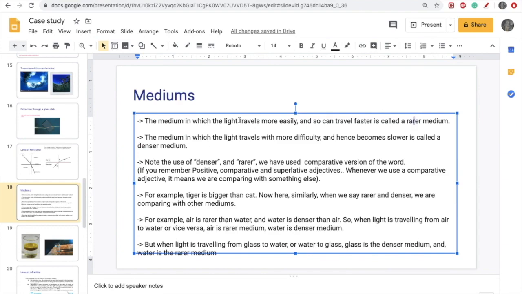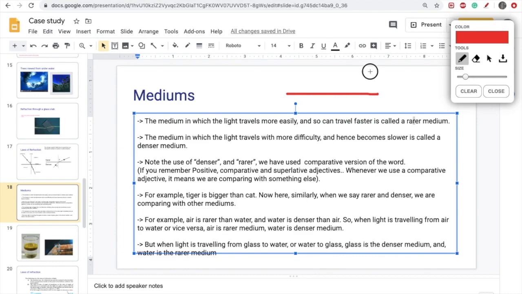Let us see. So if the light is traveling from one medium to another medium, then let me draw this. So this is the surface, this is medium 1, this is medium 2, and if light is traveling from one medium to another, then if it is traveling more easily here, and after it enters the second medium it becomes more difficult for light to travel and it becomes slower, then medium 1 is the rarer medium, medium 2 is the denser medium. And the opposite, if in medium 1 it is difficult to travel, but in medium 2, as soon as the light enters it, it becomes faster, then medium 1 is called the denser medium, medium 2 is called the rarer medium.